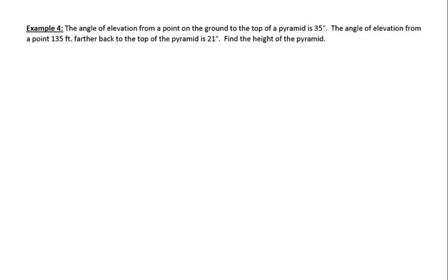So example 4, we introduce possibly a new term, angle of elevation. What that really means is from a point on the ground, or a point looking upward towards an object, forms an angle. So from wherever you're looking up to the top of something up above where you are, it forms an angle of elevation. In this case, we're looking from a point on the ground to the top of a pyramid, which forms an angle of elevation.